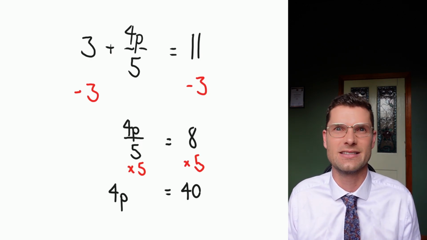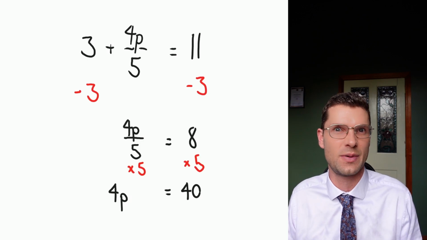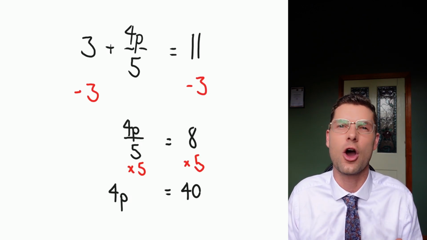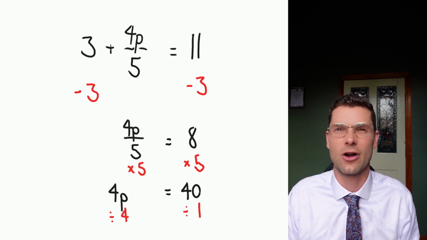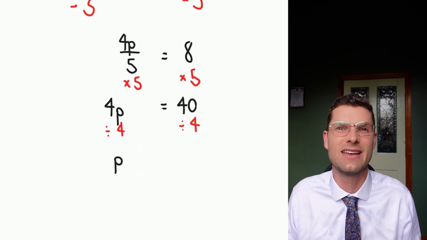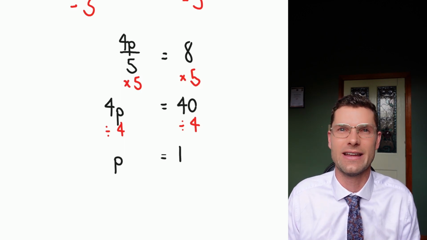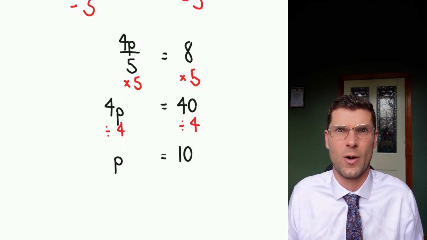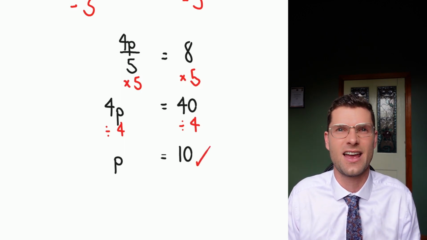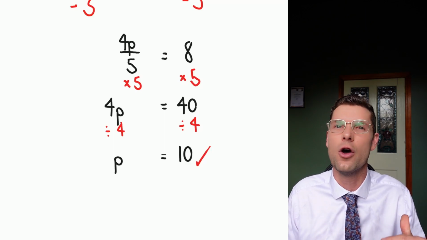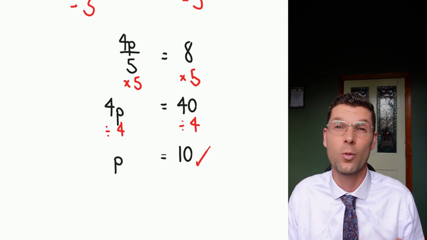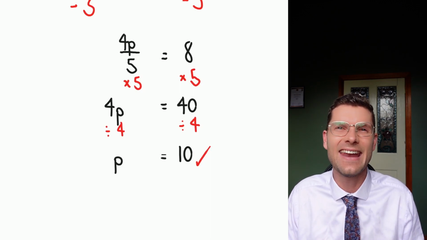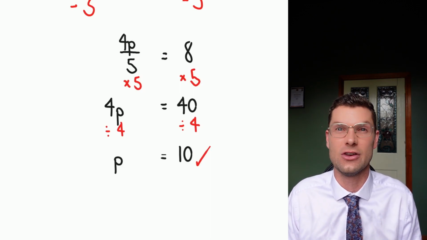Now I've got 4p is equal to 40, 4 times p. To get rid of that 4, I have to do the opposite operation, which is just divided by 4. Making sure I do it to both sides, I'm left with p is equal to 10, and that's my final answer. So this is a 3-step equation. This will get you 3 marks in a test, and we're just doing the same skill over and over again. Just making sure that we're rewriting it every time will get you those full marks, and it'll satisfy all the working out that you need to do.